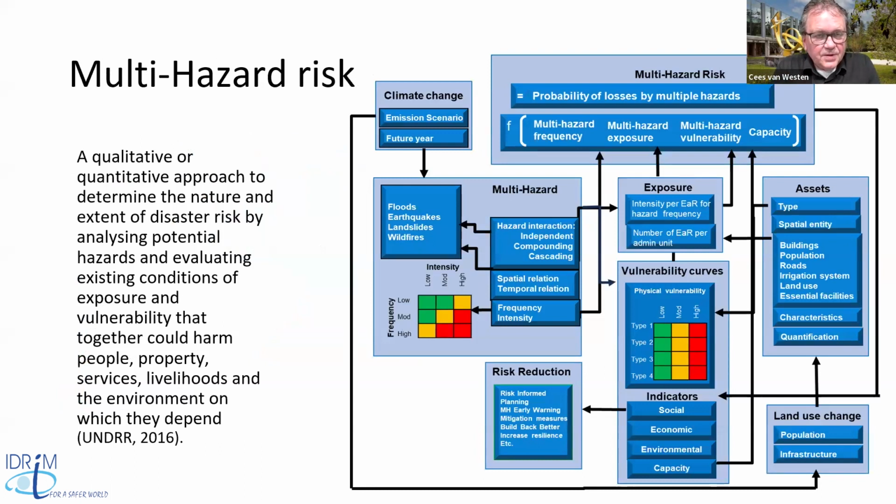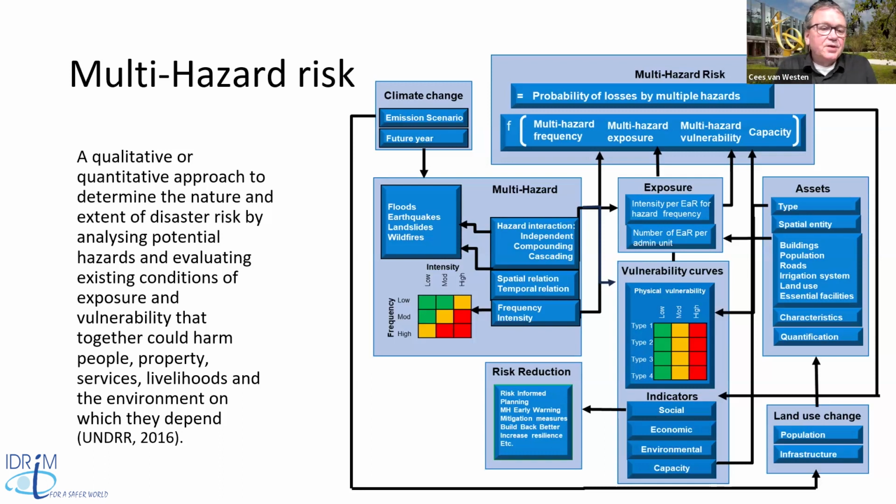And so we are looking at this multi-hazard risk component, where we are breaking it up into individual sections. We have the hazards as such: what are their interactions, their spatial relations, and the frequency. But we also have the assets on the other hand. What are their types? What are the spatial entities? How do we characterize them?